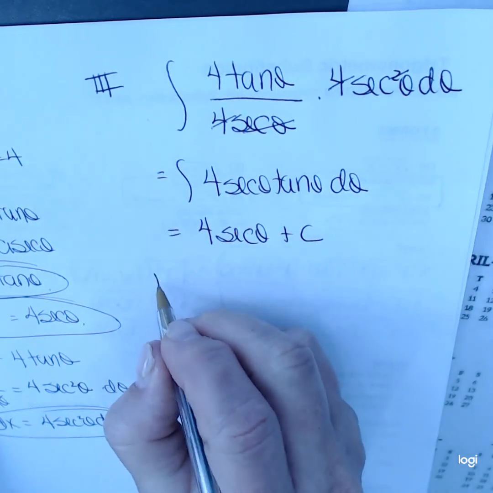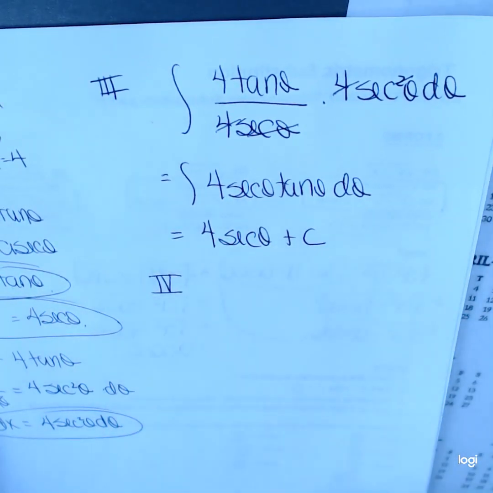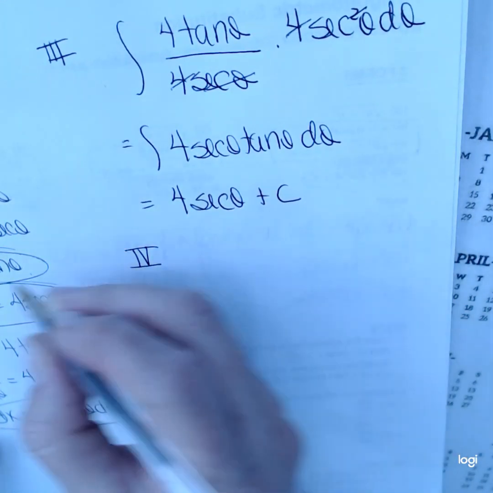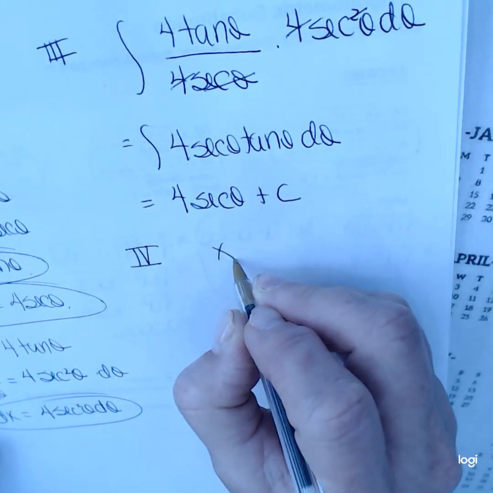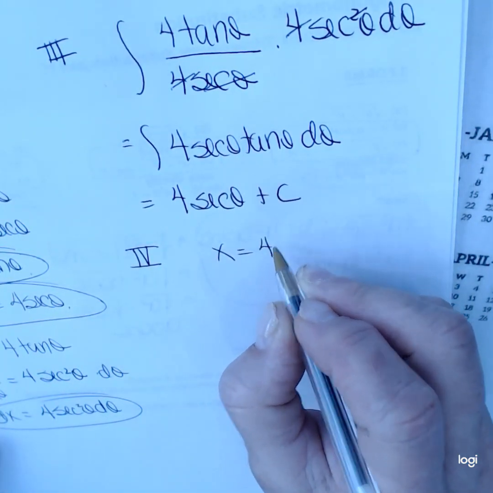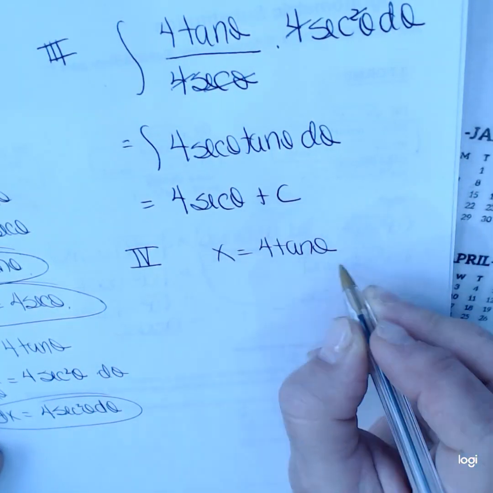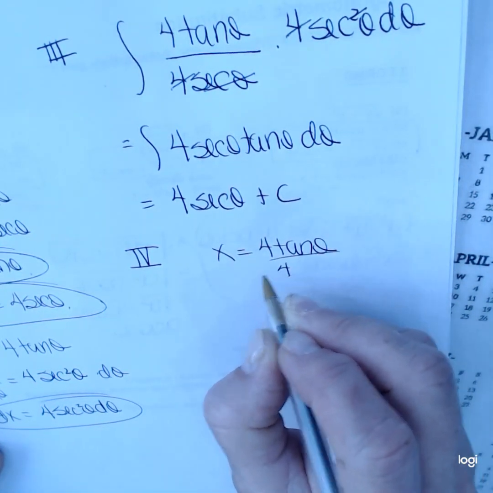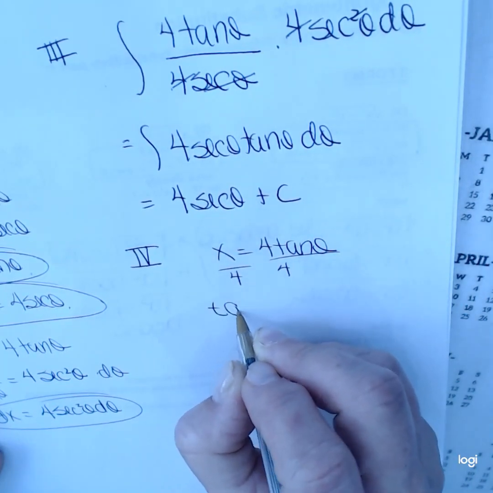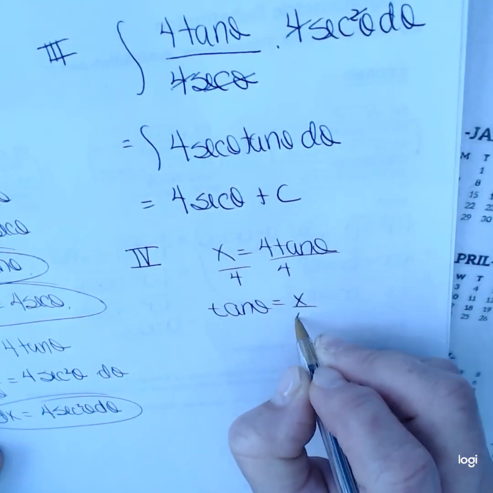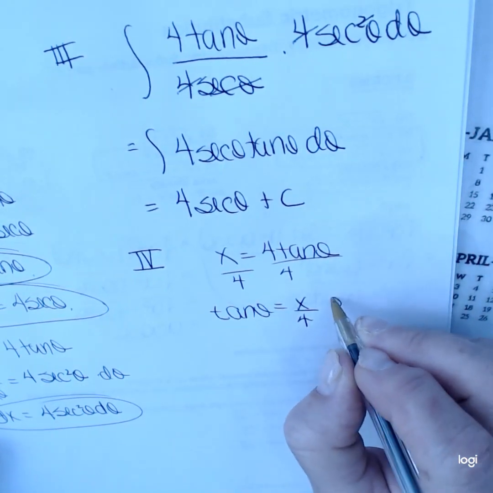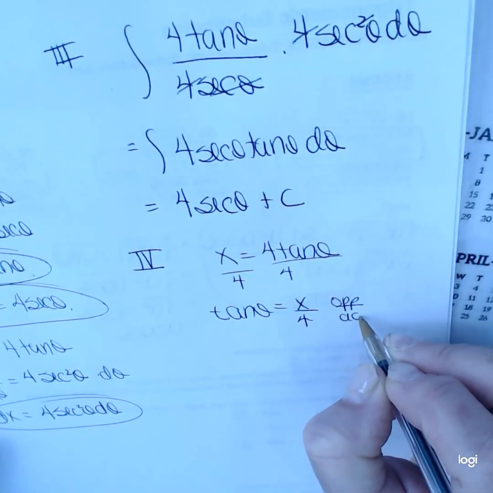The last and final step of this is to go ahead and use our right triangle technology. So again, we're going to go back to our original substitution that x was equal to 4 tangent of theta. We're going to solve this for tangent of theta by dividing both sides by 4. And I'm going to get that the tangent of theta will be equal to x over 4. By definition, this is going to be the opposite over the adjacent.